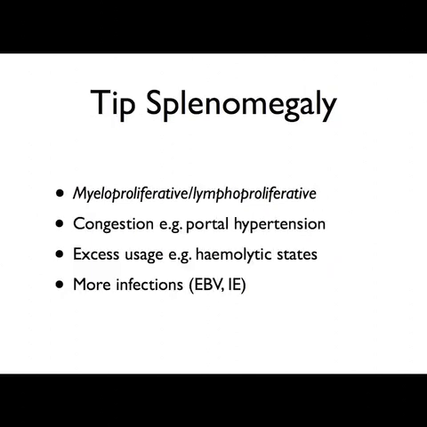Lastly. Okay. Tip splenomegaly, once again, myeloproliferative. Also congestive disorders, so portal hypertension, excess use in hemolytic states, and other infections, so infective endocarditis and Epstein-Barr, which we'll come on to later, but may cause a splenic rupture.